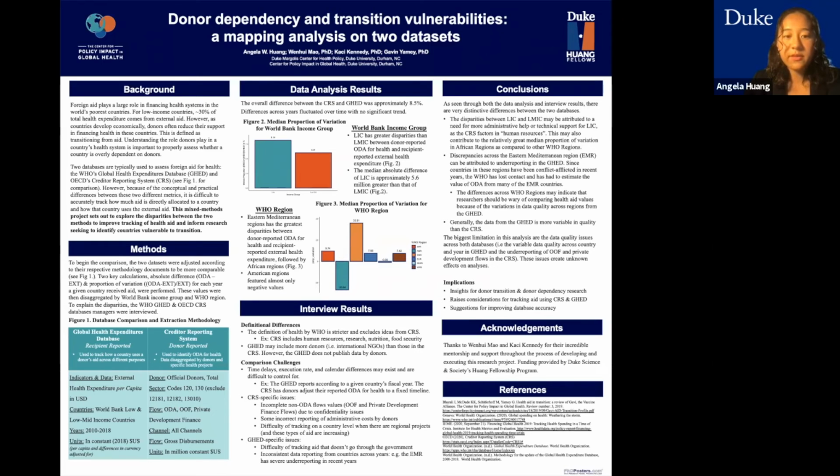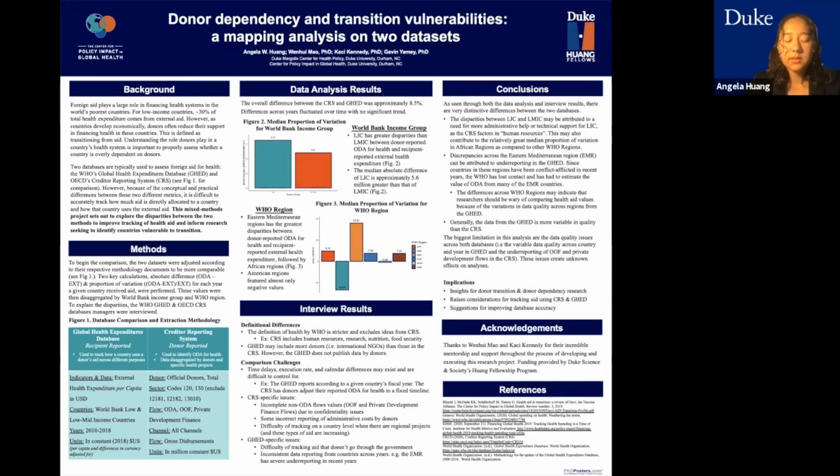When we consider these interview findings, we now have some potential explanation for the trends that we found in our data analysis. For example, the disparities between low-income countries and low to middle-income countries may be attributed to a need for more administrative help or technical support for low-income countries, as the Creditor Reporting System factors human resources into its definition of health and within each project. So this may contribute to the relatively greater median proportion of variation in African regions as well as compared to other WHO regions, considering that African regions tend to be low-income countries. Discrepancies across the Eastern Mediterranean region can also be attributed to underreporting in the Global Health Expenditure Database.